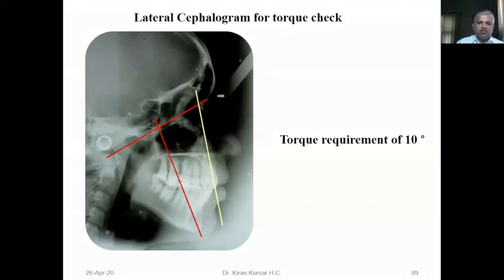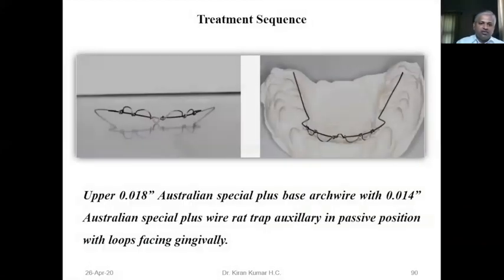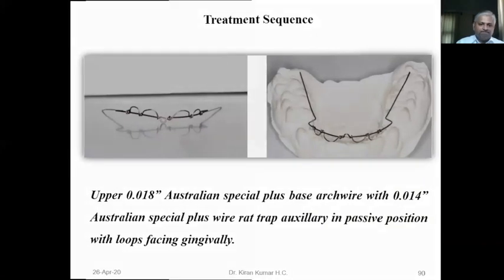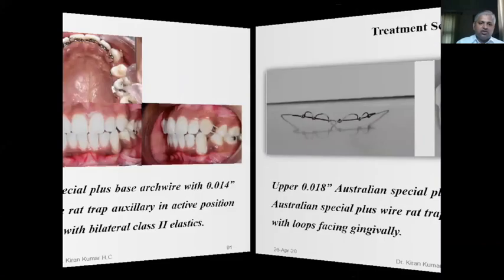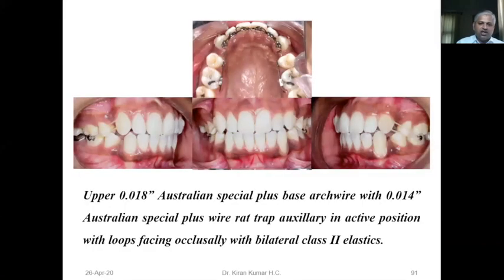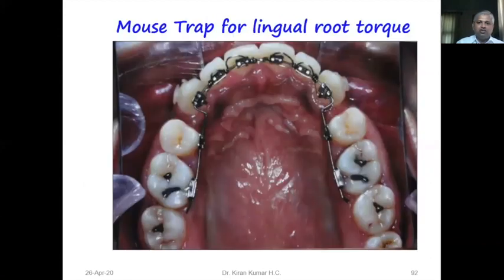To obtain the torque, we went for a modified Molina's aligning auxiliary, where a mousetrap auxiliary was used in this case with a base arch, where 1.8 and 1.4 the rod trap auxiliary. So this is how the auxiliary looks when it's placed.